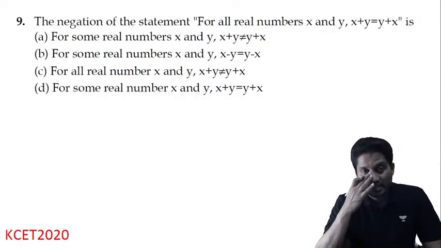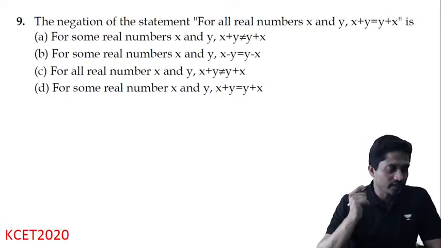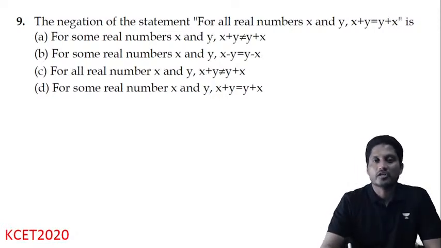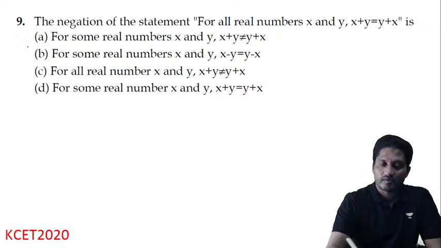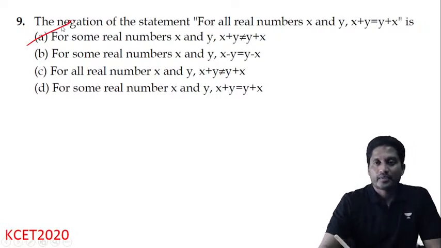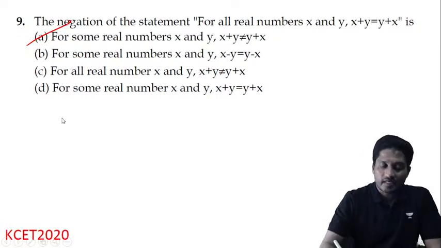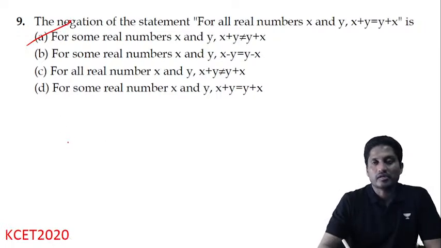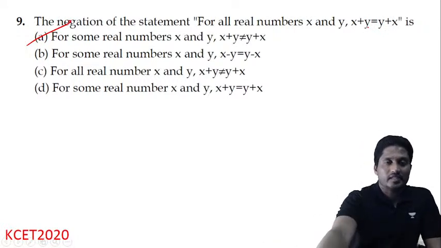The negation of the statement: for all numbers x and y, x plus y is equal to y plus x. Negation of this: for some real numbers x and y, x plus y is not equal to y plus x. Right, any statement modified by the word not is called a negation. For all real x means for some real x. Negation is x plus y is not equal to y plus x. Answer is option A only.